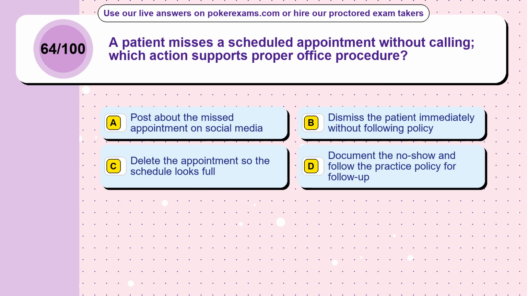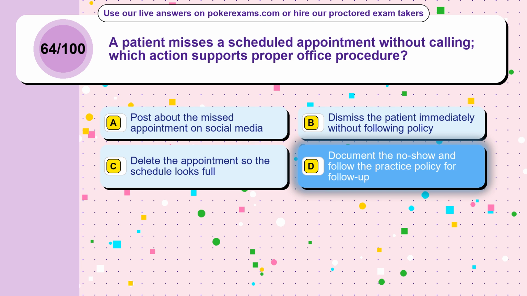Question 64. A patient misses a scheduled appointment without calling. Which action supports proper office procedure? Option A. Post about the missed appointment on social media. Option B. Dismiss the patient immediately without following policy. Option C. Delete the appointment so the schedule looks full. Option D. Document the no-show and follow the practice policy for follow-up.